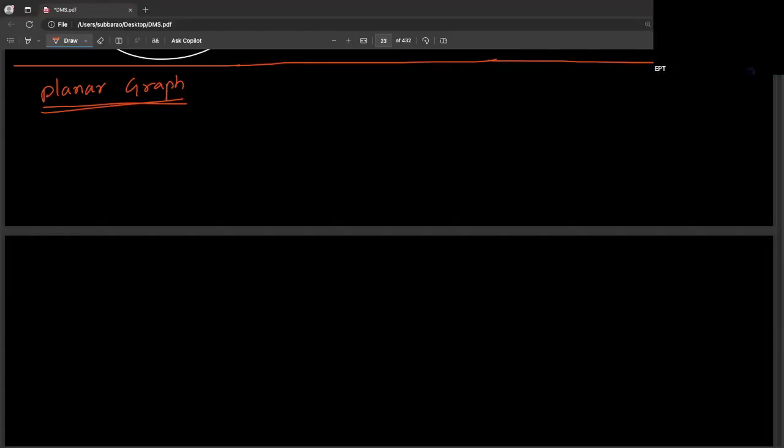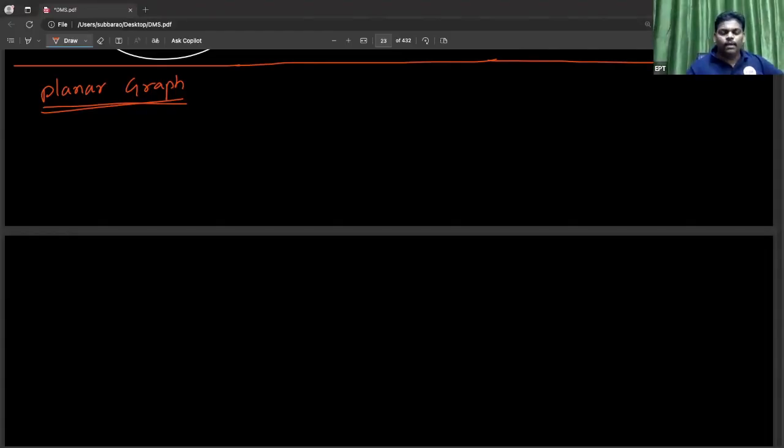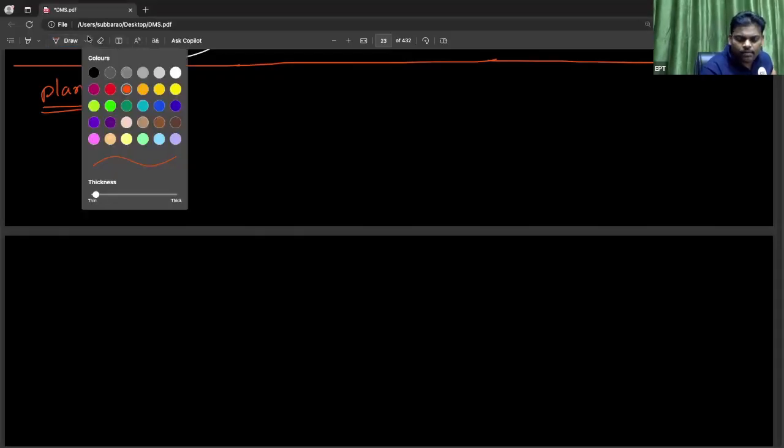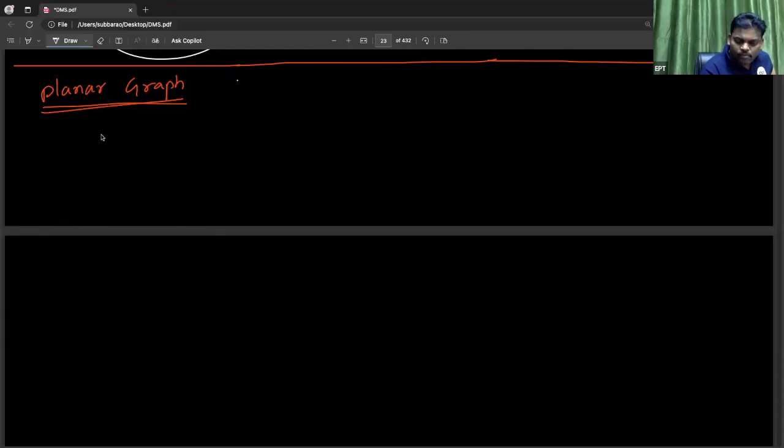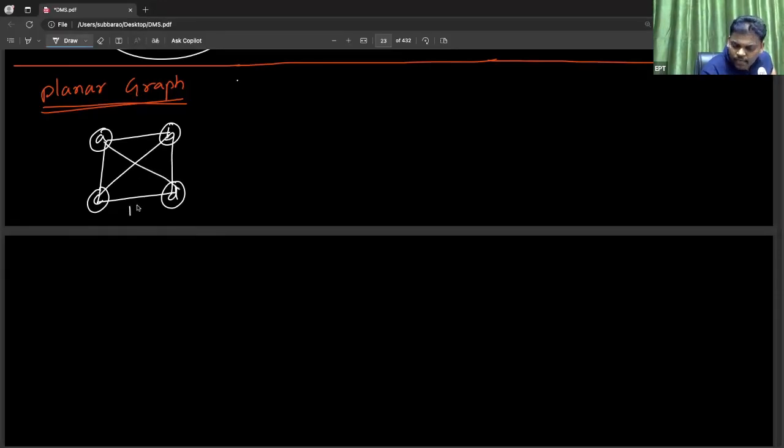This right name is called planar graph. Let's see. Everyone concentrate. See this. A, B, C, D. A, B, C. Is it K4?